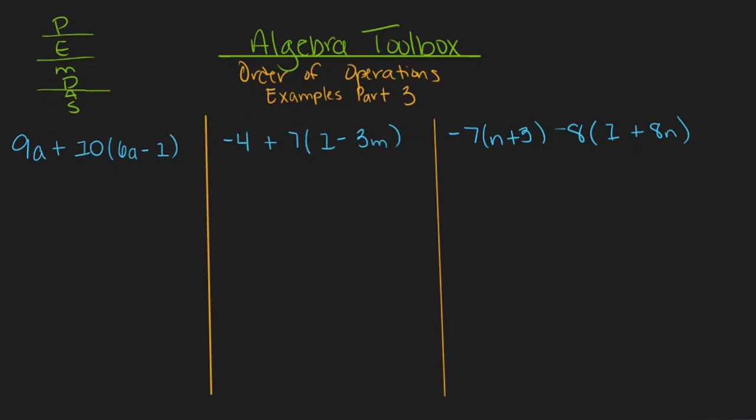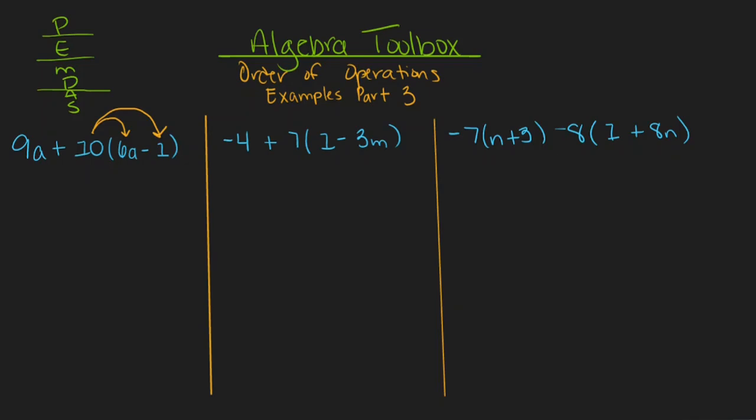What I can do, though, is distribute this 10 into both parts of this expression. Because 10 is on the outside of the parentheses, right next to those parentheses, it shows that 10 is being multiplied by the entire quantity. And instead of multiplying the 10 by the whole quantity, I can show that work and bring the 6a minus 1 out of parentheses by multiplying the 10 into each part of that expression.